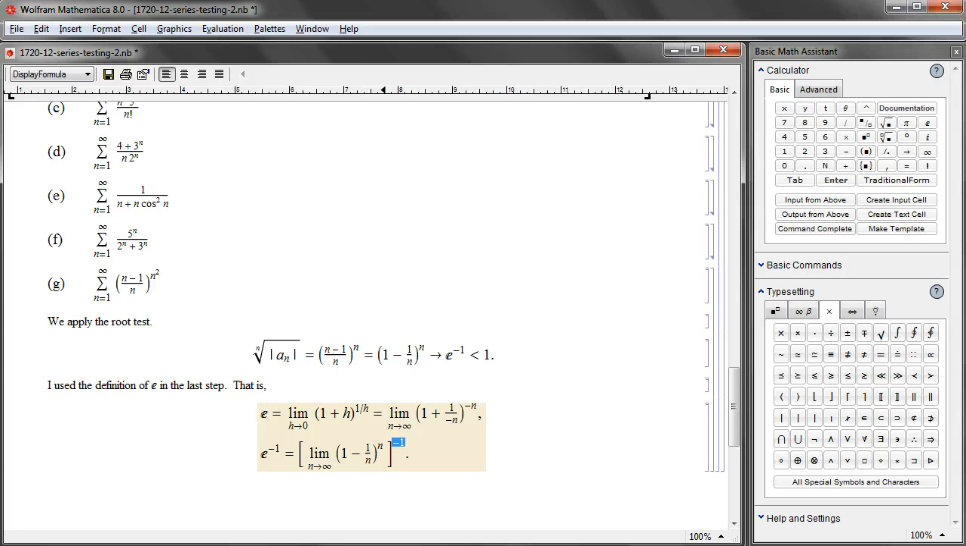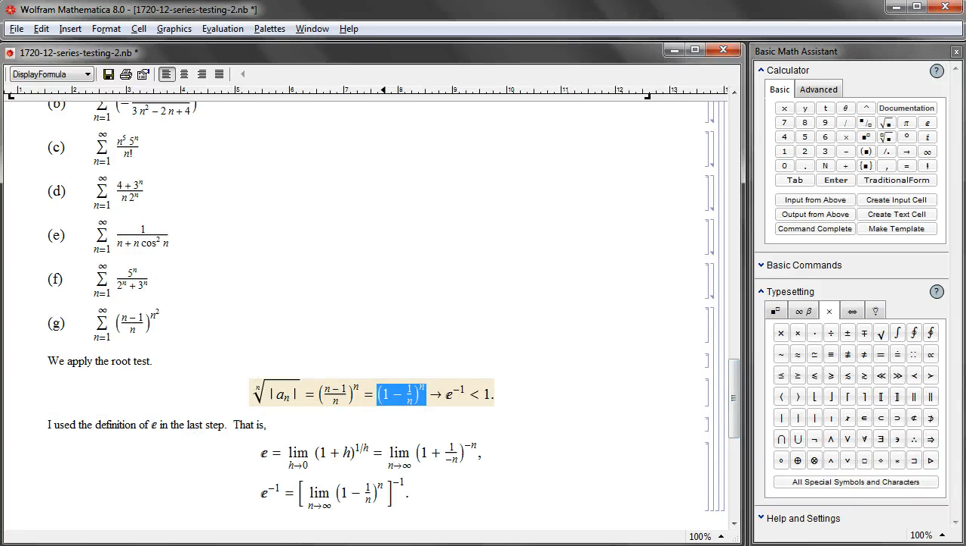But of course, another way to handle this will be to use L'Hopital's rule. Take the logarithm and put n outside and apply L'Hopital's rule, then you're going to get whatever you were going to get.